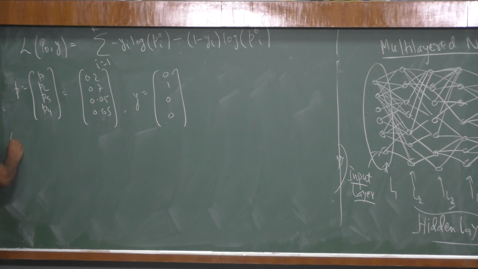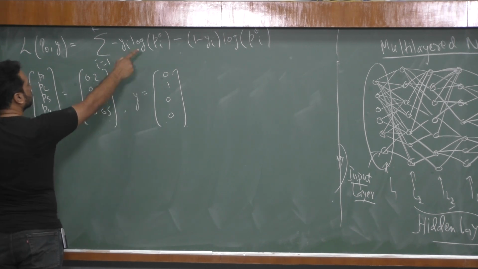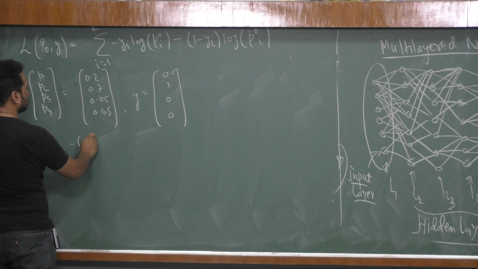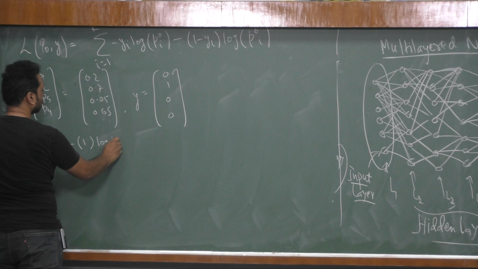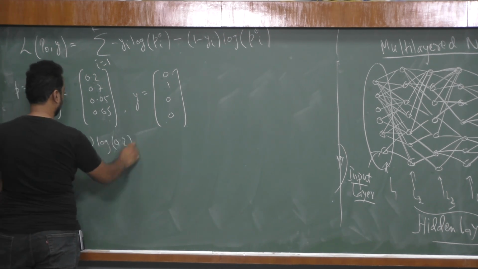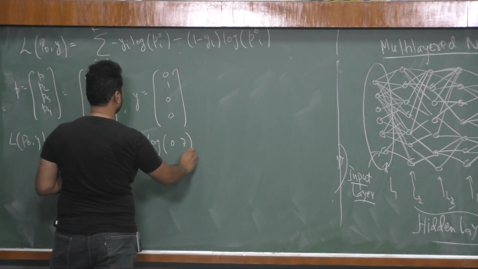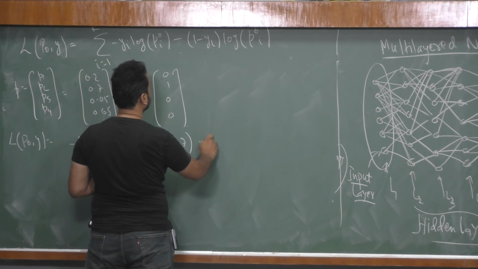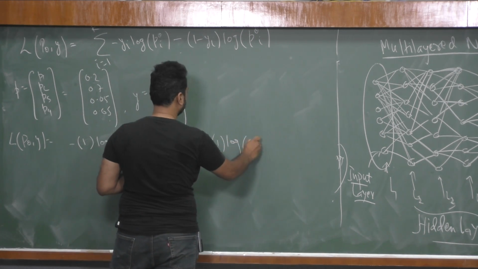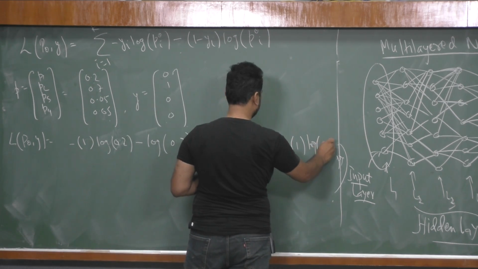So for this example, if I have to compute, then it will be, let us say the first one will be y0, so the first one goes away, so this is minus 1 minus y0, which is 1 basically, and then log of p, the first one is 0.2, log of 0.2. Then the second one is 1, which is remaining here, so this is log of 0.7. And the third one we go to the second term, so this is minus 1 log of 0.05, and the third one also goes to the second one, this is 1 of log of 0.05.